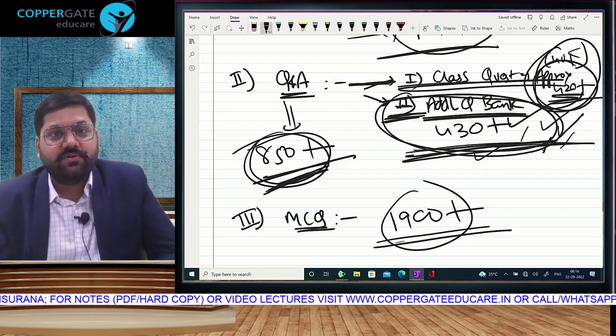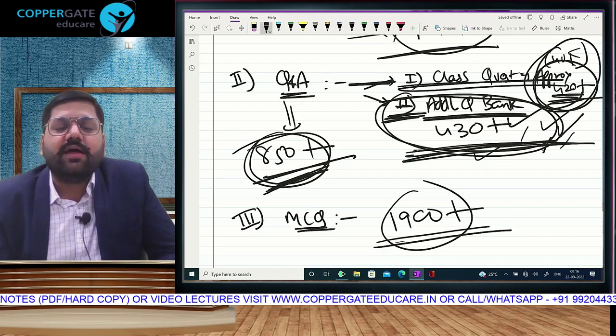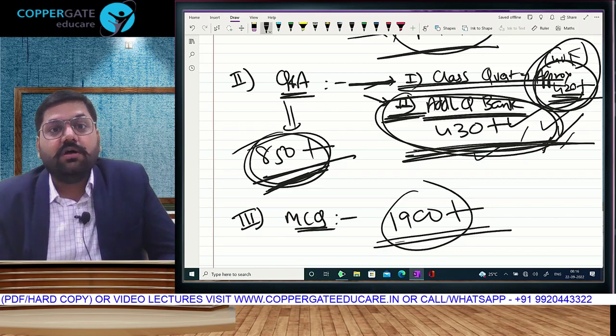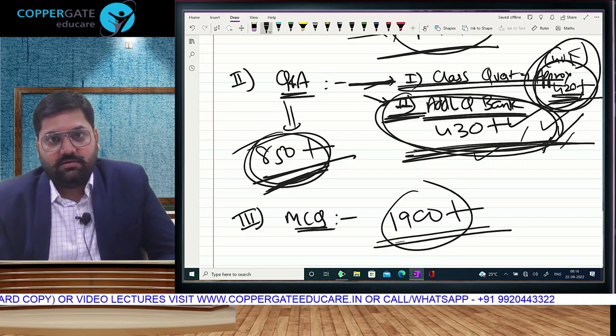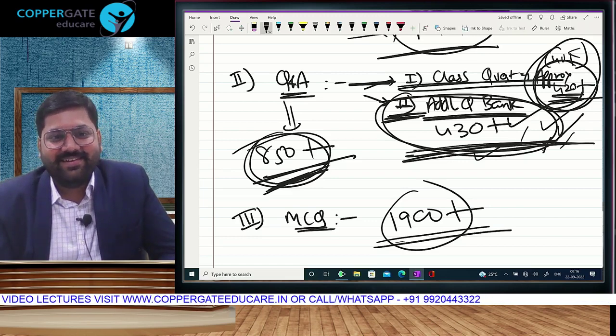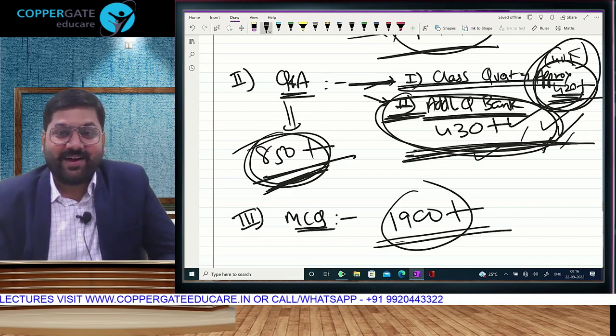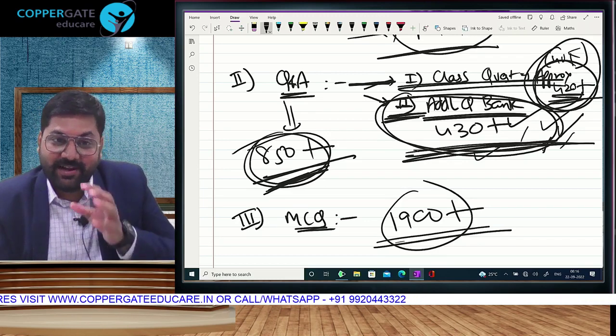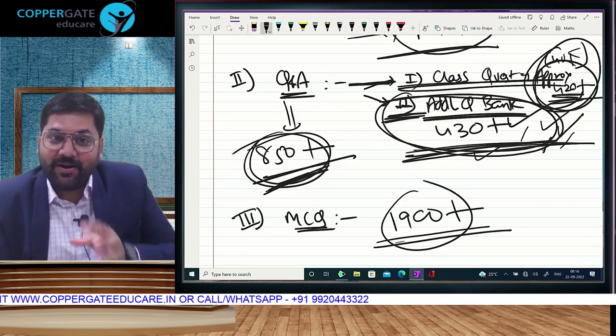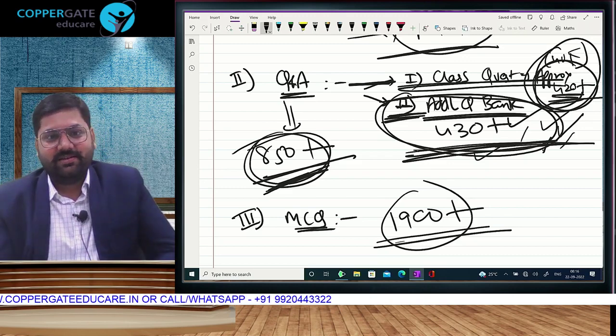1900 MCQs. 1900. This is more than double of the second best. This is my thug life, right? Sometimes while saying something, I end up saying something else. You observed the depth of my statement. Double of the second best.